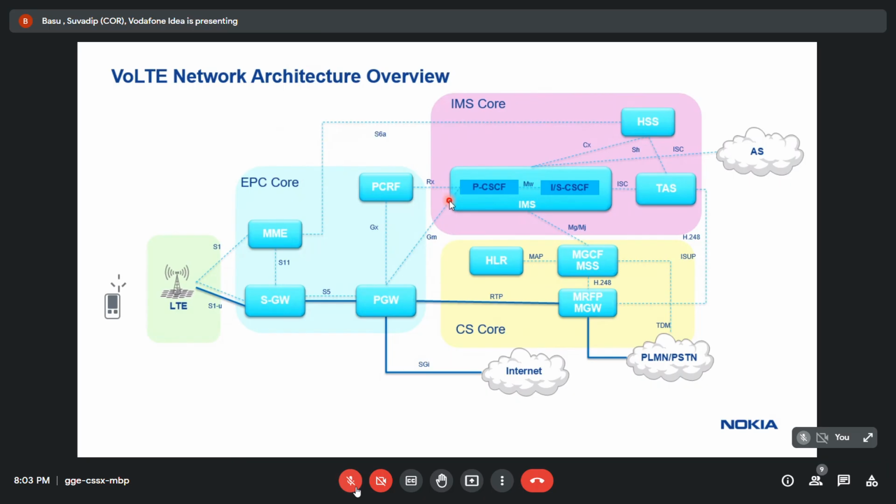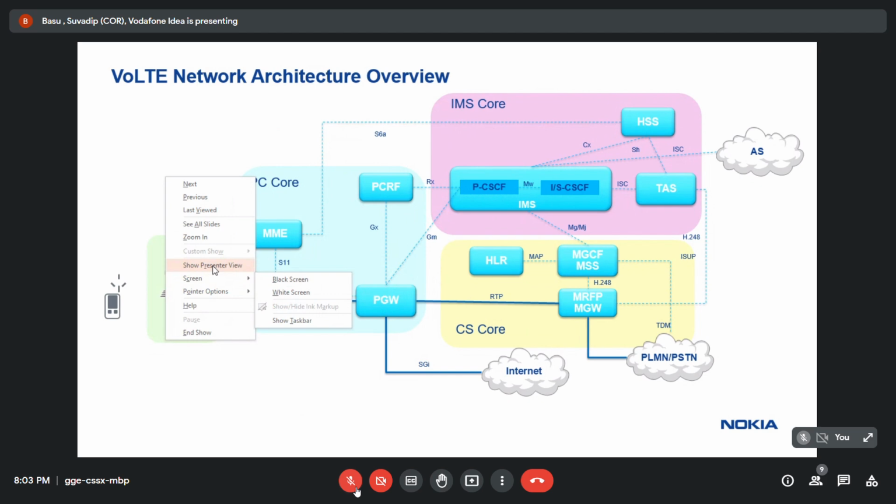Now we have already learned that PCSCF is the proxy CSCF. So the proxy CSCF is the node through which you are entering the IMS core. That is called the proxy CSCF. And the control interface between the P gateway and the PCSCF is called the Gm interface.